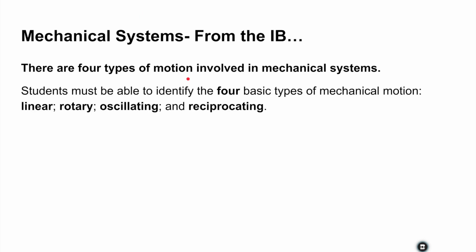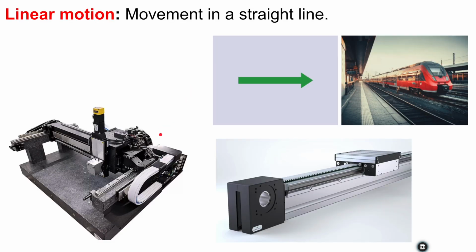You need to be able to understand that there are 4 types of motion involved with mechanical systems. So we'll go through all of these, but there are linear, rotational, oscillating, and reciprocal motions that we need to know about. So let's talk about linear. This is movement in a straight line. So you can think of like a train, or the gantry on this CNC router, or this gantry right here. These are all linear motions because they're moving in a straight line.